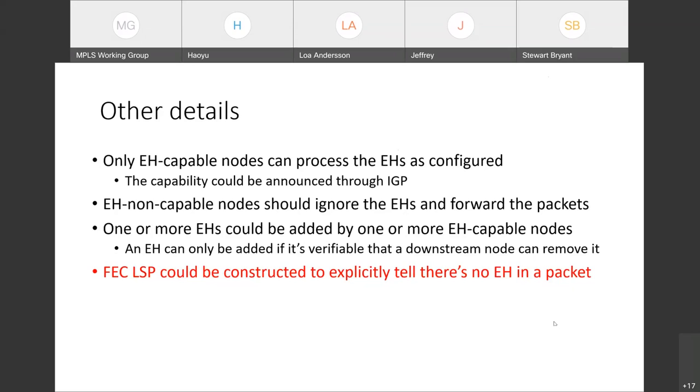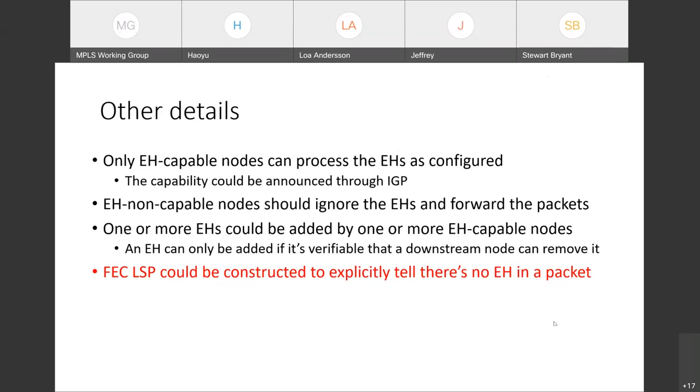One or more extension headers could be added by one or more extension header capable nodes. But to add a new header, we have to ensure that the end node, the tail node, and the downstream can remove it. Otherwise the extension header cannot be added.